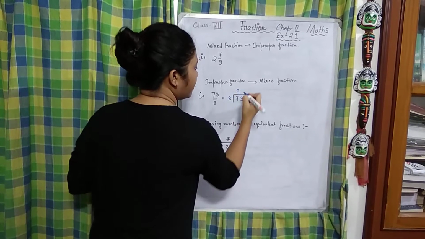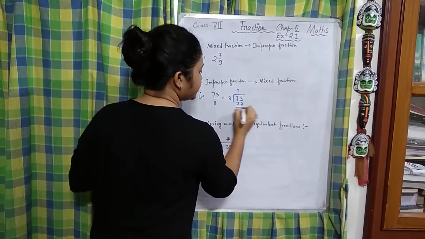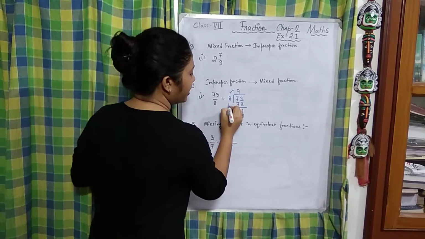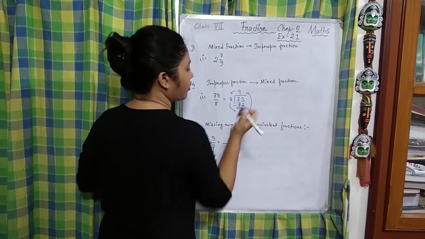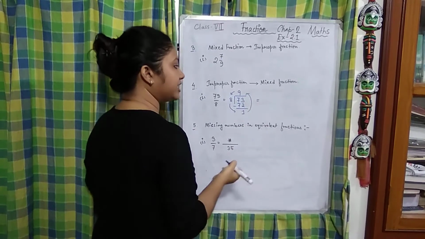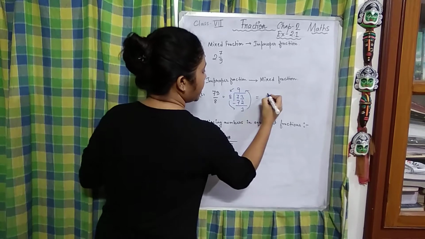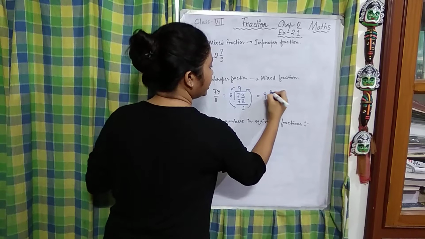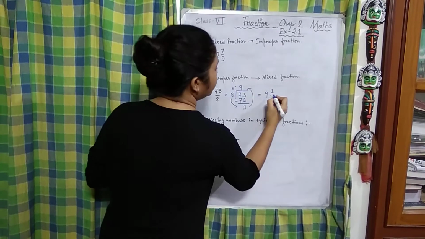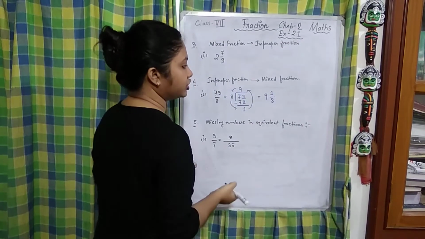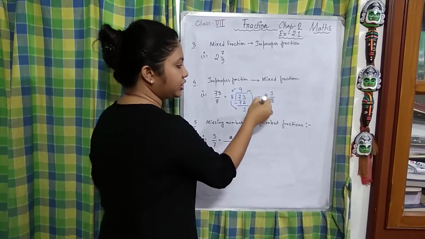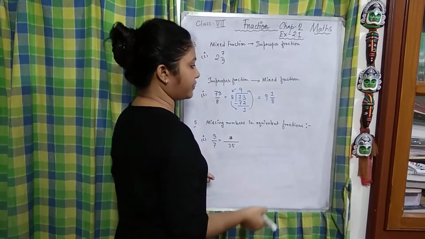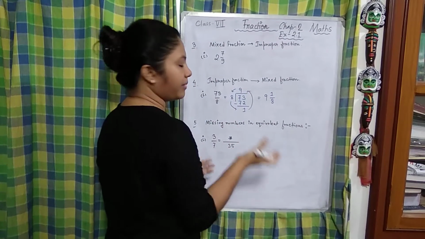So 8 9s are, we know, 72, right? Here, again remember, we follow an anti-clockwise manner to get the mixed fraction, right? So the 9 will come as the whole number, 1 will go as the new numerator, and 8 will come as the denominator. So it becomes 9 whole 1 by 8. This is the mixed fraction of 73 by 8.